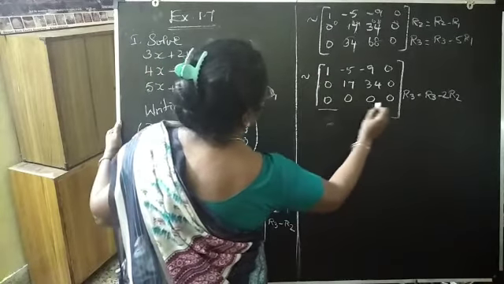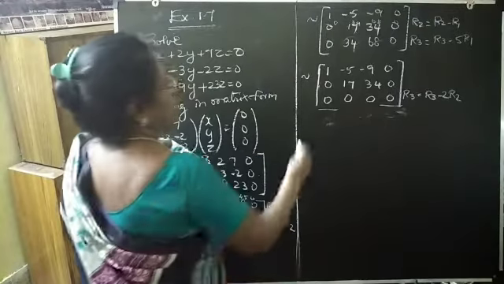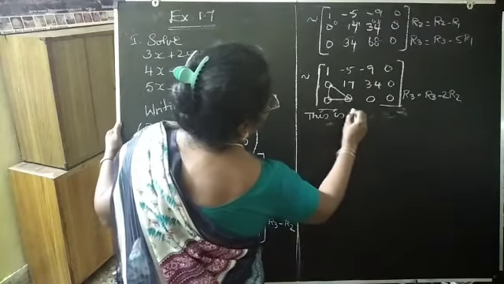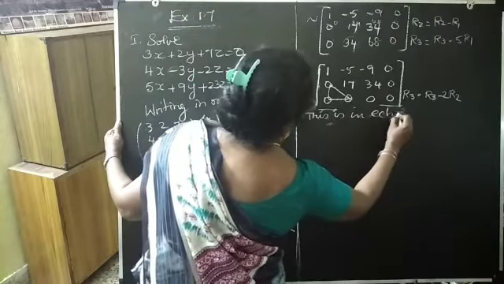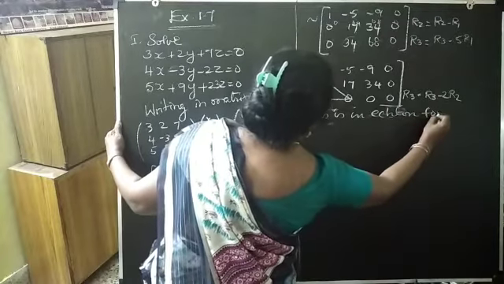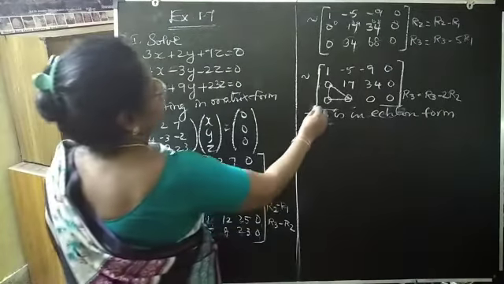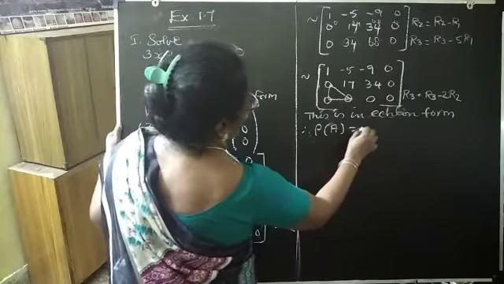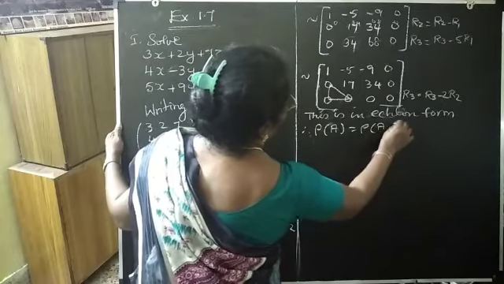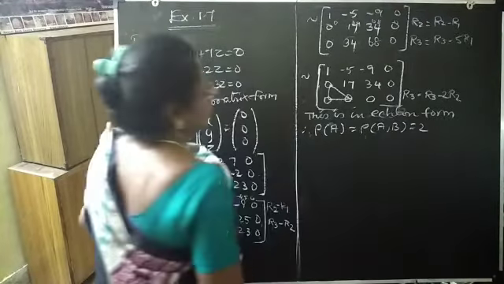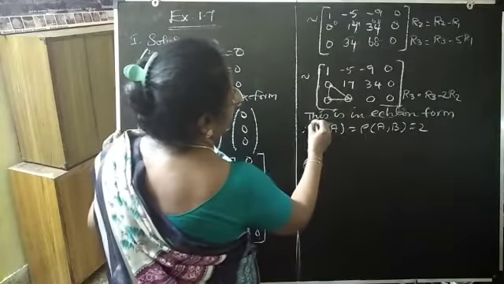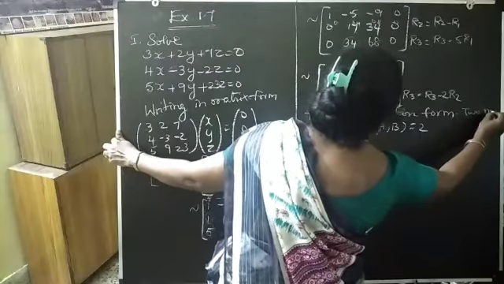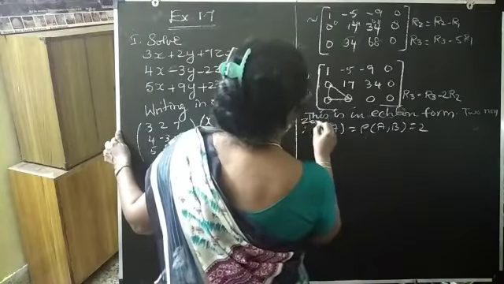Now this is in echelon form. Therefore, rank of A is equal to rank of AB is equal to 2. See, it is in echelon form, and how many non-zero rows? Only 2 non-zero rows are there.